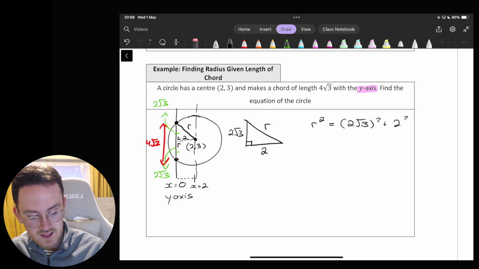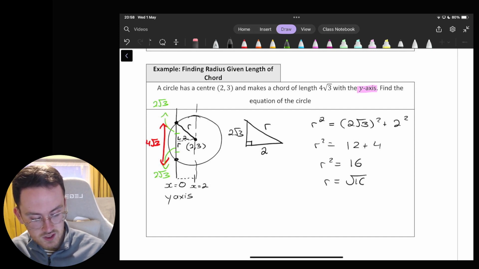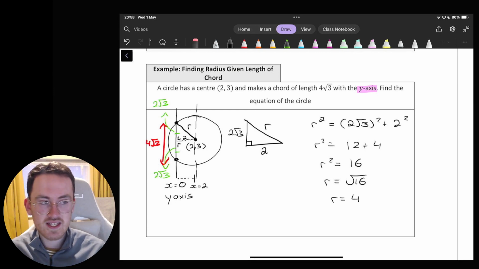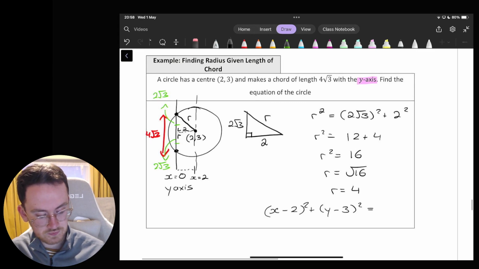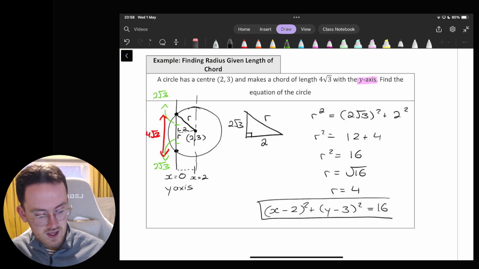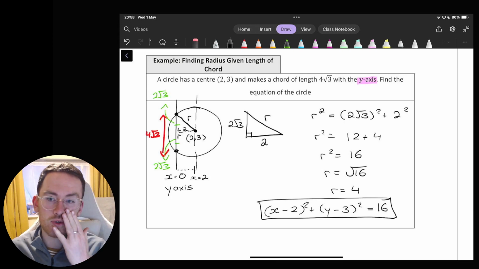Okay, and again, this is the sort of thing that mightn't necessarily come up as its own question, but it could come up as part of another question. So it is very important to be aware of all of these different ways that you can be asked these questions. Now, we don't have to consider plus or minus 4, of course, because radius has to be positive. So radius is 4, and the equation of the circle then is (x − 2)² + (y − 3)² = 16.